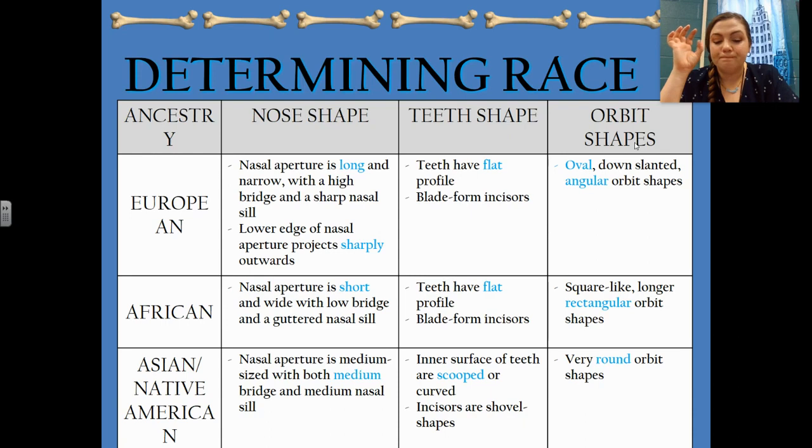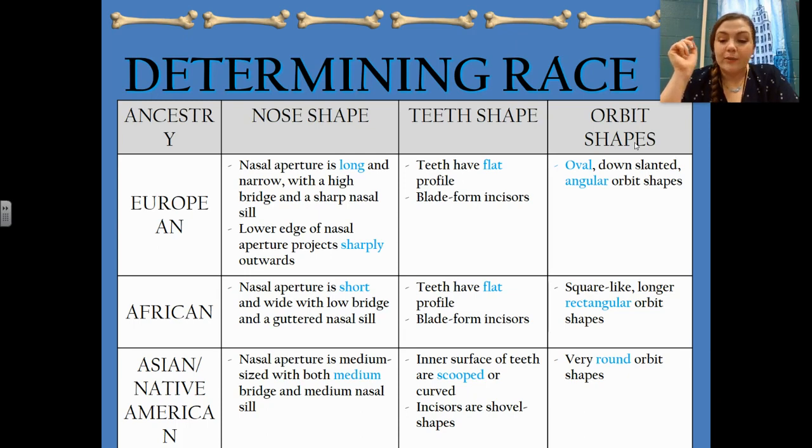So that just means they're more oval. That may not be what you would think, but they're more oval in shape and down slanted, so usually more turned down, and can be a little more angular, a little more square, depending, but usually more oval and a little bit turned down. For African descent, the actual sockets, the hole, would be more square-like. So square-like, longer rectangular orbit shapes.